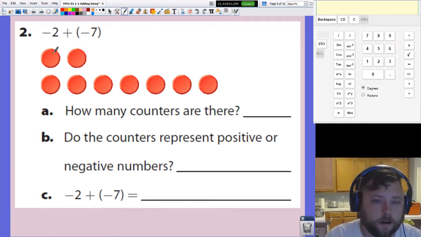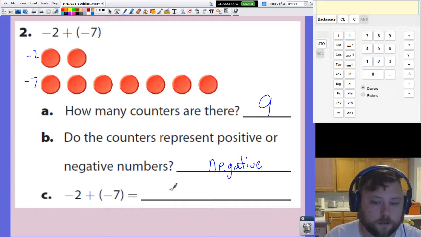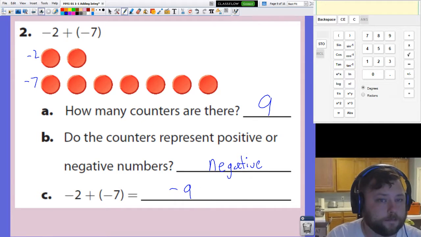Try this one. This is your negative 2, and this is your negative 7 row. There are 1, 2, 3, 4, 5, 6, 7, 8, 9. And they have negative counters. So negative 2 plus negative 7 is negative 9.